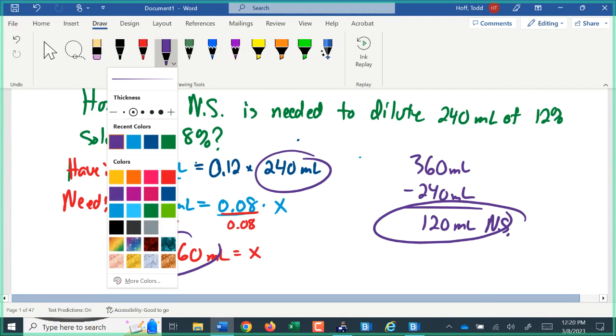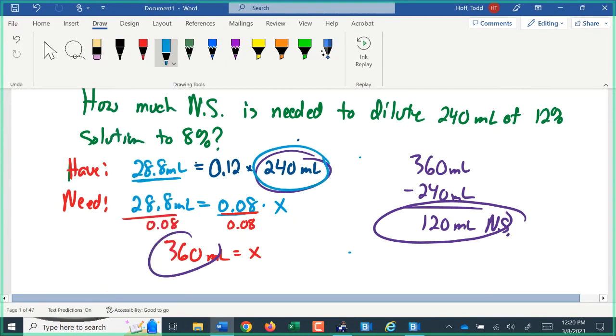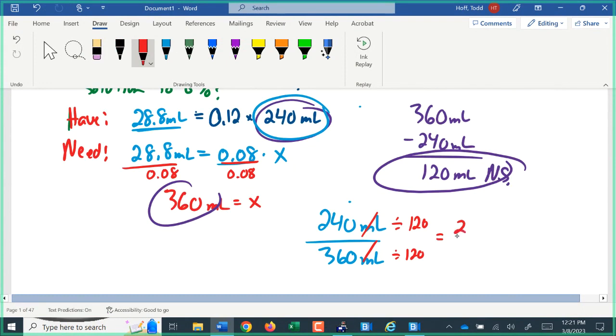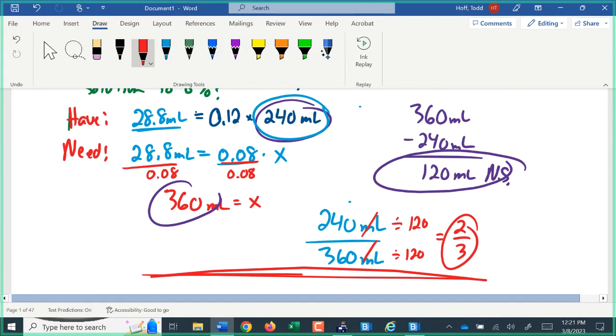Or we could look at it in terms of a dilution itself. We started out with 240 milliliters of the concentrated solution, that's the 12% solution here. We ended up with 360 milliliters of the diluted solution. Milliliters cancel out. And I know we're running out of time, so I'll reduce it all at once. That's 2 to 3. So it's a 2 in 3 dilution to dilute that from 12% to 8%. One of the things we'll look at this Friday is the shortcut for doing that.